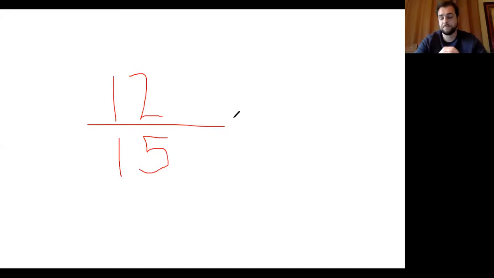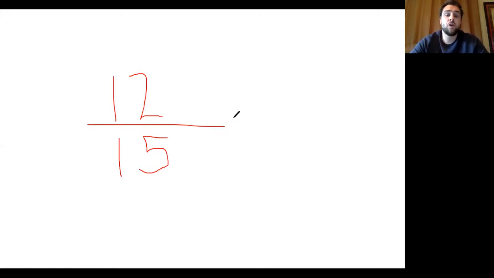Okay, so I'm just going to start off. I'll write a fraction, and I'll write a little bit bigger for you. Say I write 12 over 15. 12 over 15 is obviously a fraction. It also could be described as 12 divided by 15. That'd be the same thing.